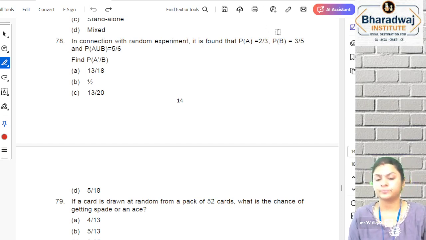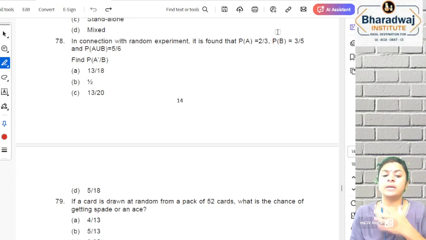Okay? Here, for A dash intersection B, sometimes everyone does 1 minus 2 by 3, 1 by 3 into 3 by 5. That is wrong. Coincidentally your answer can be correct, but logically it is wrong. So if your logic goes wrong, there is a chance the answer will be wrong. So don't do that method. Conditional probability, go by the formula itself.